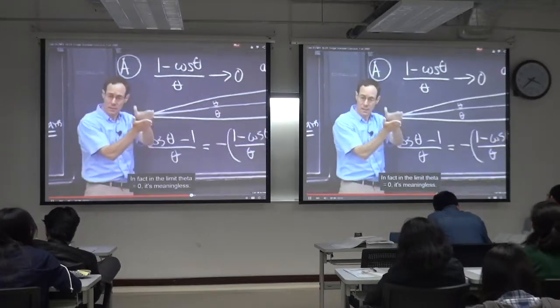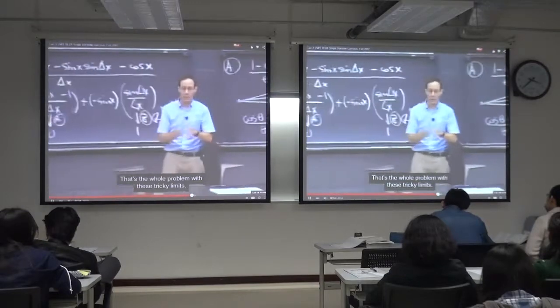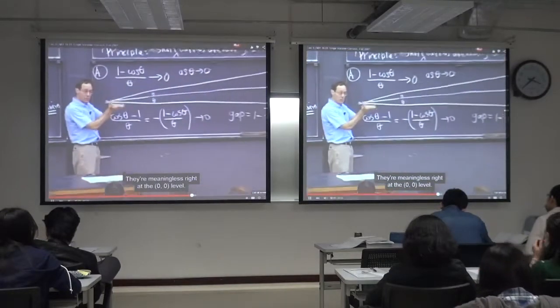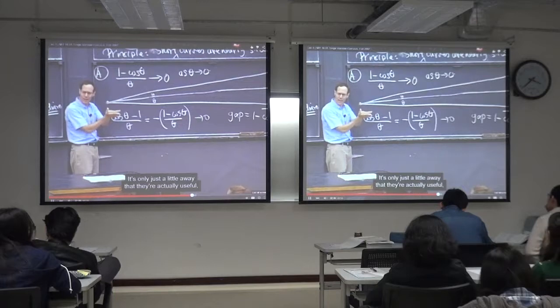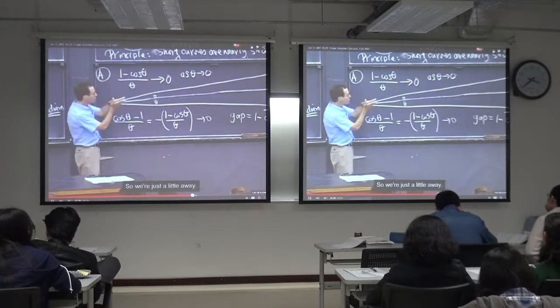In fact, in the limit, theta equals 0 is meaningless. It's just a flat line. That's the whole problem with these tricky limits, is they're meaningless right at the 0 level. It's only just a little away that they're actually useful. We can get useful geometric information out of it. So we're just a little away.